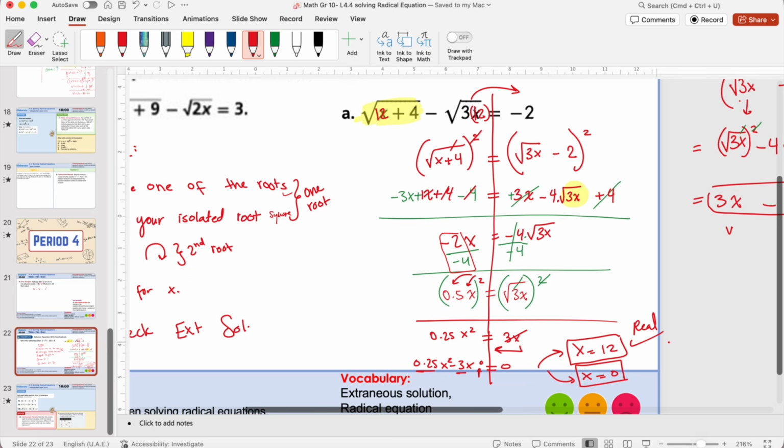Check the 0. So instead of 12, put 0. It should give me also negative 2. Okay, miss, it gave me negative 2. It gave me 2 instead of negative 2.